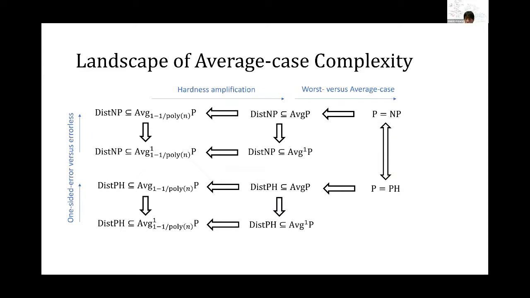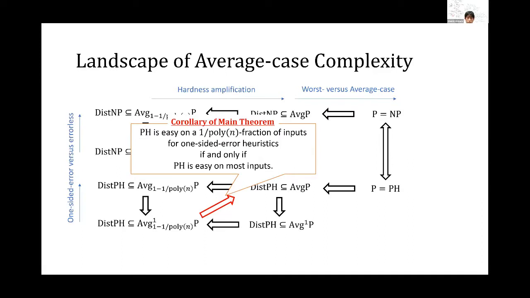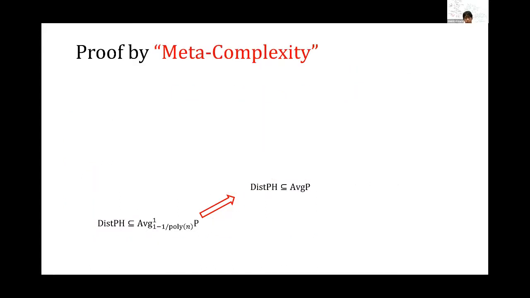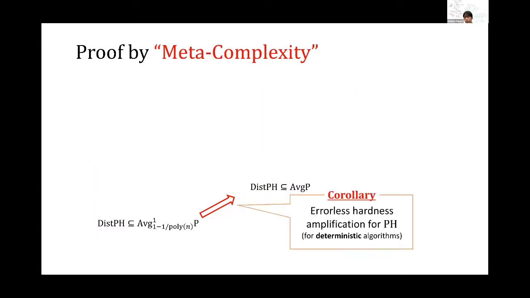And what we show in this work is to prove this implication. This means that if pH is easy on a small fraction of inputs for one-sided error heuristics, then we can prove that pH is easy on most inputs. As a consequence, we can prove that all these four statements are equivalent to each other. That's a corollary of our result. So let me explain how we prove this corollary.